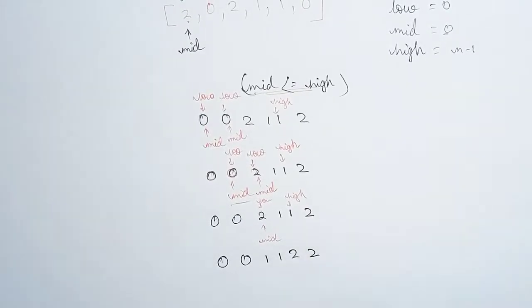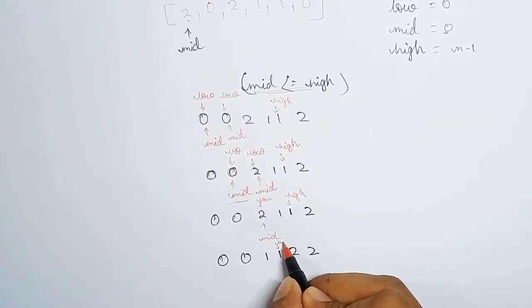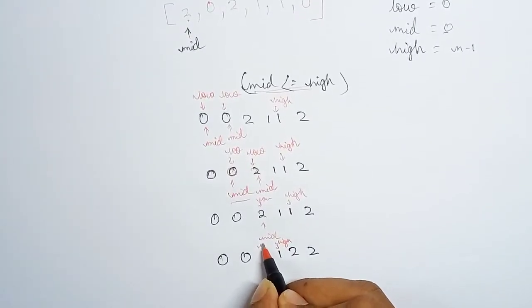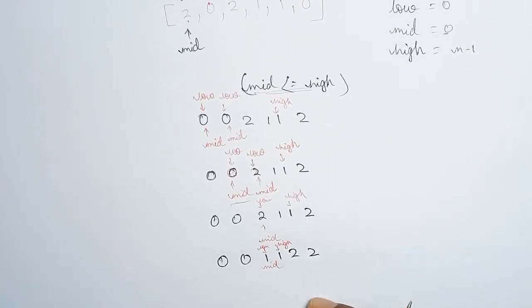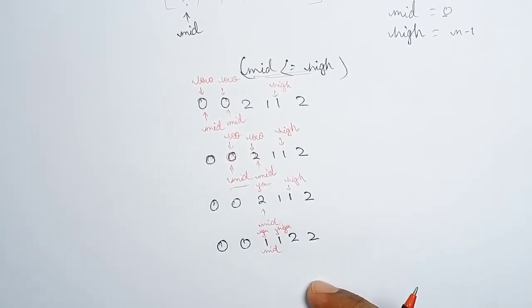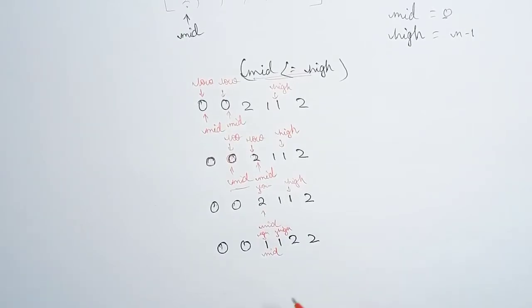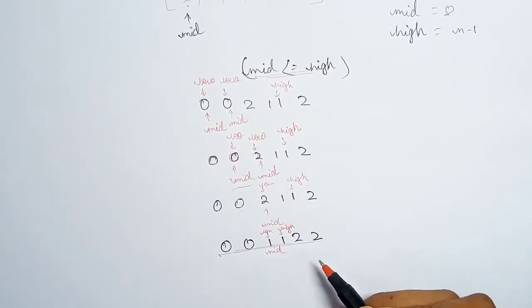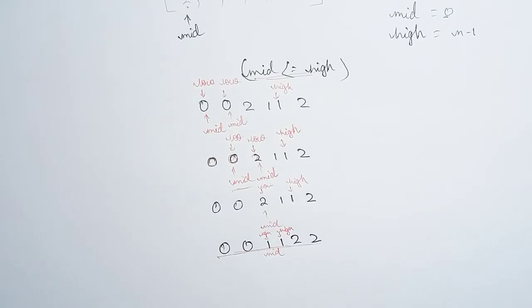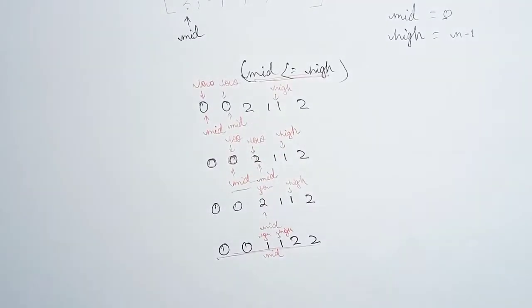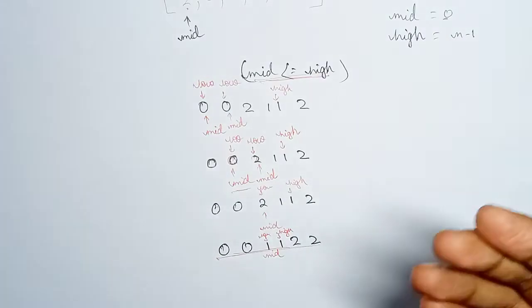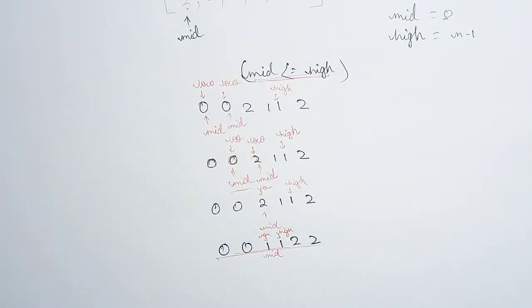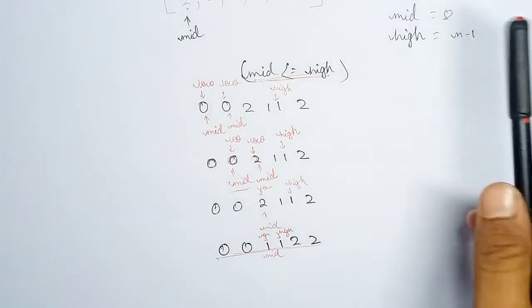Now high will be here, since we swapped for 2. Low and mid will be pointing here. As you can see, the array is already sorted. But it will check one more time, and this time the condition won't be satisfied anymore, because mid and high have crossed each other, and hence the loop terminates and control comes out of the loop. In this way, the whole Dutch National Flag algorithm works.